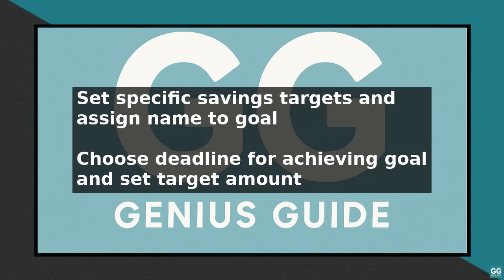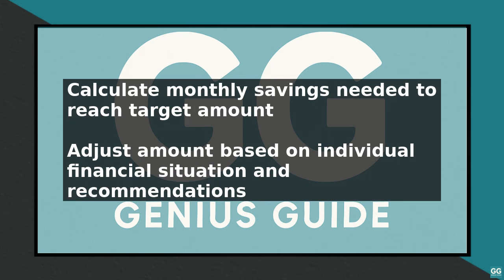To maximize your savings, take advantage of Rocket Money's automated savings feature. This allows you to set up recurring transfers from your checking account to your savings account, making it easy to build the habit of regular saving. You can also set up notifications to track your progress and stay motivated.